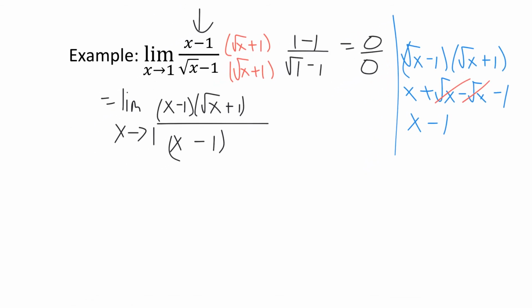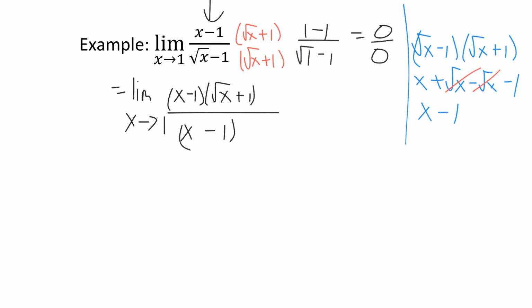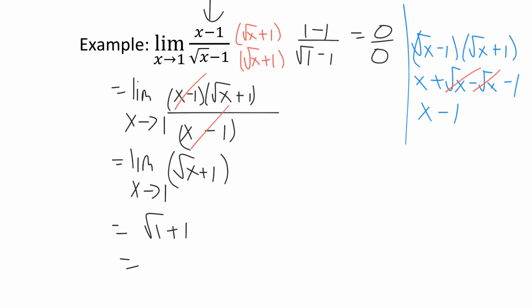Okay, so we have x minus 1 and x minus 1 on the top and the bottom. Let's go ahead and cancel those out. That gives us the limit as x approaches 1 of root x plus 1. Well, we did something, so let's try to plug it in. Root 1 plus 1, which is, of course, 2. And there we go. We're getting our 2 that we knew was supposed to be the answer initially.